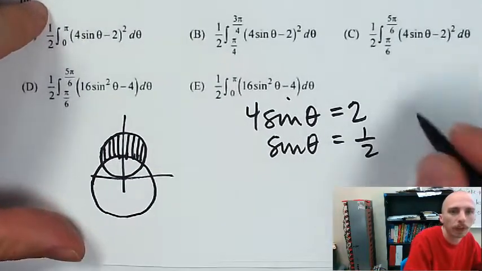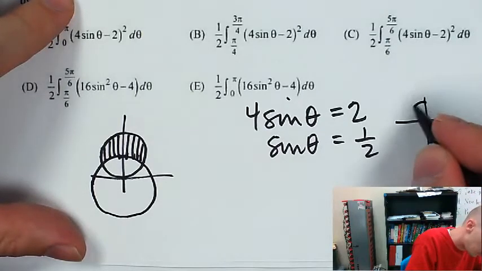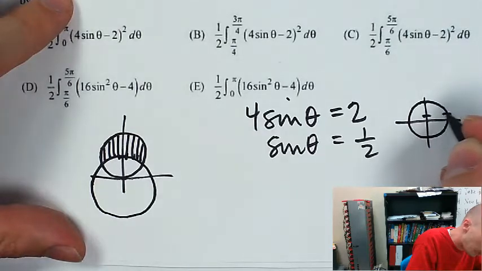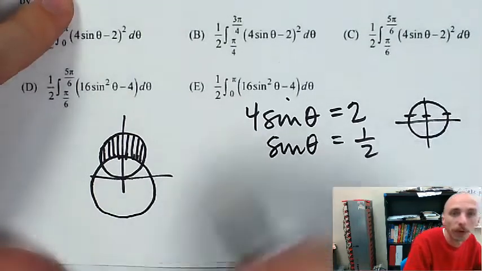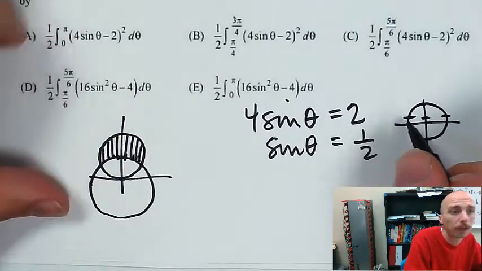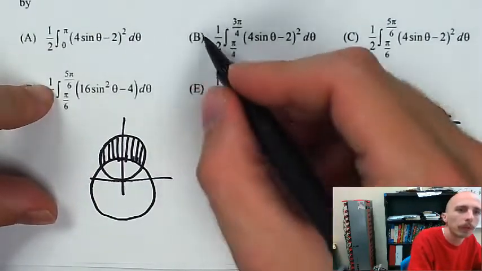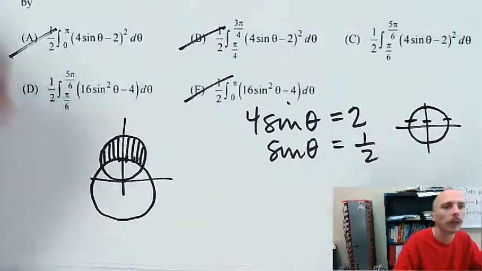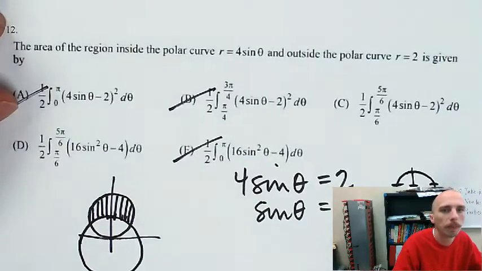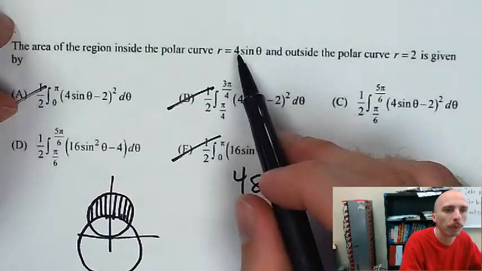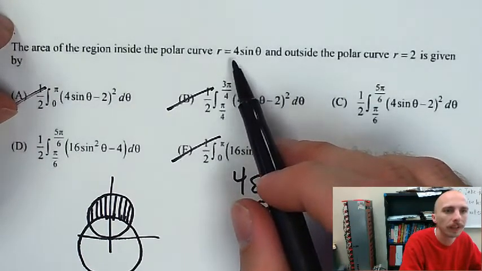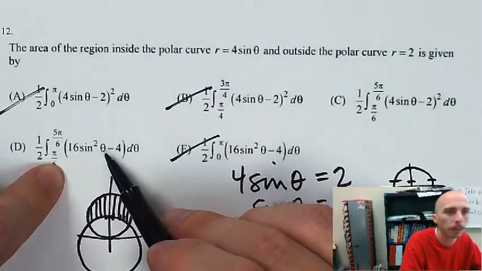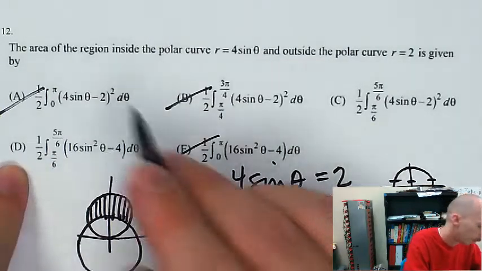Divide by 4, get sine theta equal to half. Thinking on the unit circle, where the y coordinate equals a half, a half is not very far up, so it would be at pi over 6 and 5 pi over 6. So I know it's going to be here, and not here, and not here, and now I'm pretty much good. So I need to square 4 sine theta. I get 16 sine squared. I'm going to square 2, and subtract them. And then not forget to multiply by half.